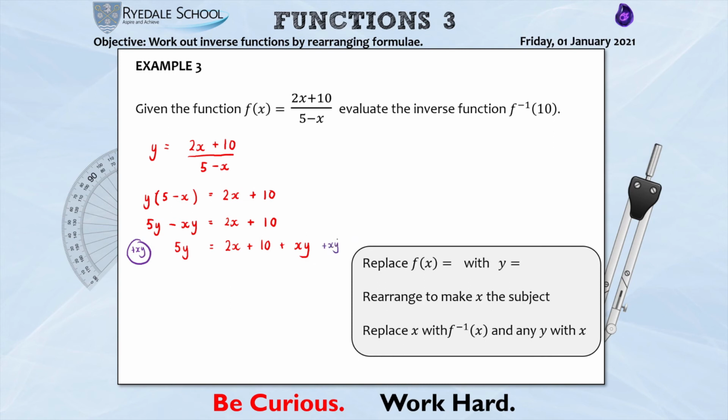Now on this side, there's still a term that doesn't have an x in it. So I'm going to get rid of that plus 10 by subtracting 10 from both sides. If I subtract 10 from both sides, I'm now left with 2x plus xy equals 5y take away 10.